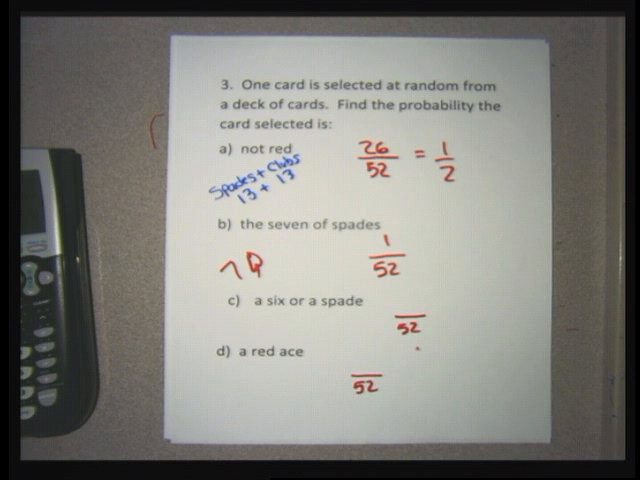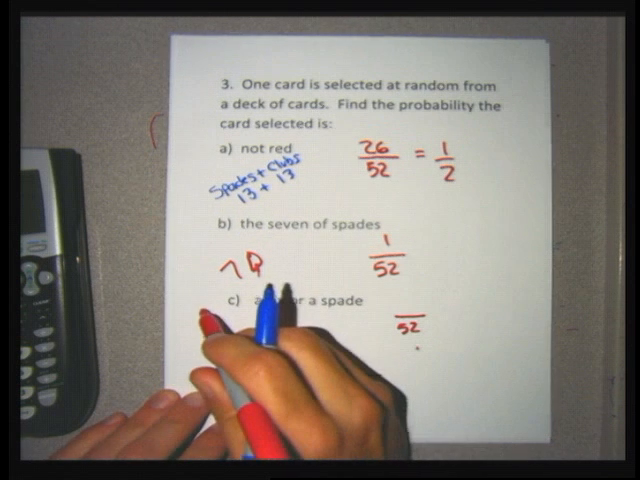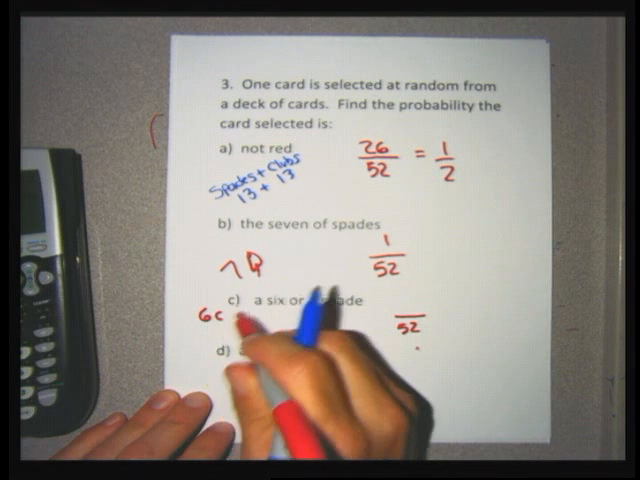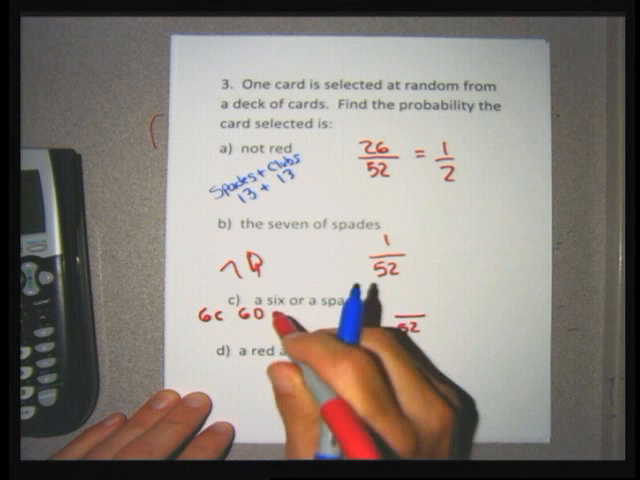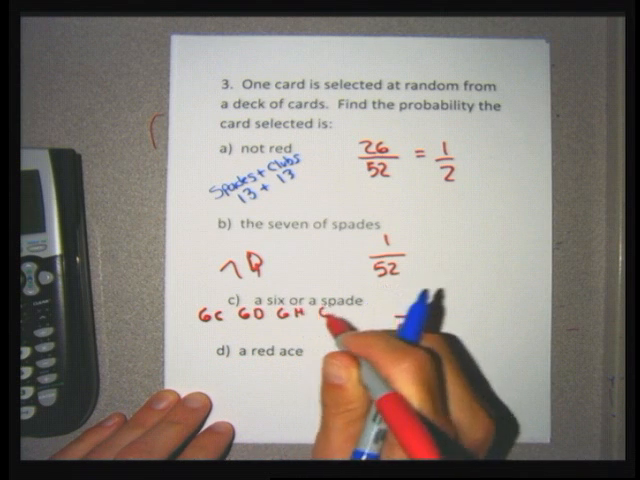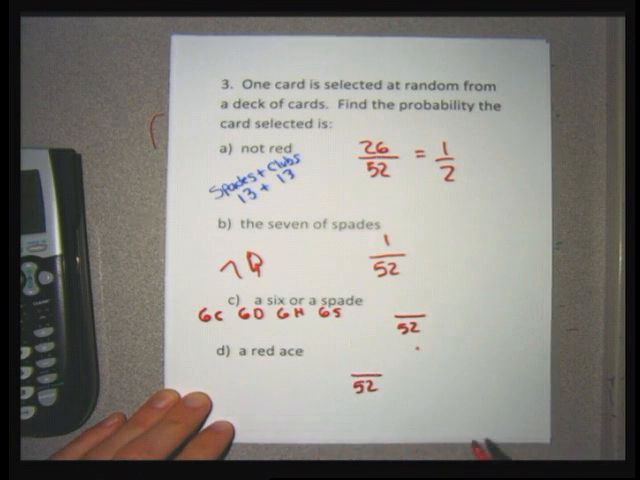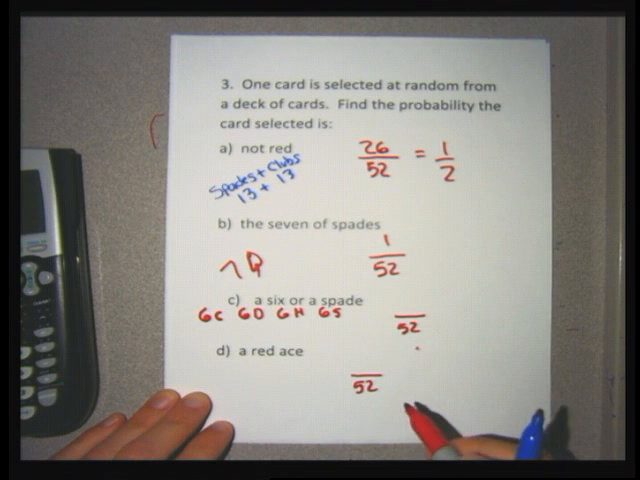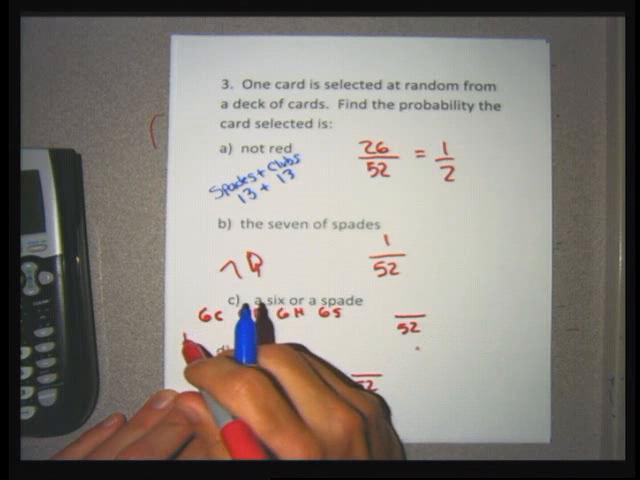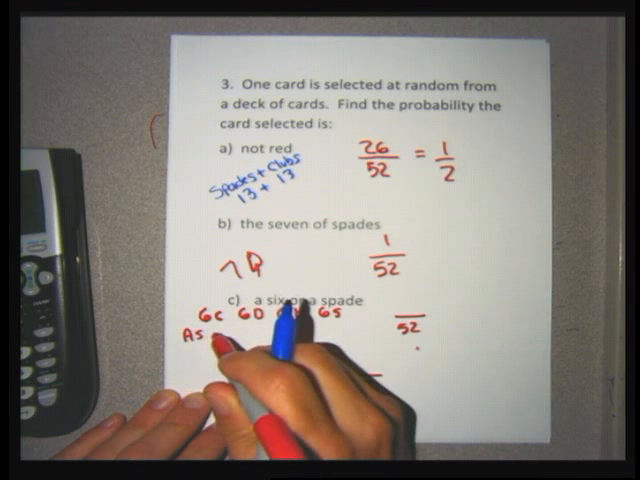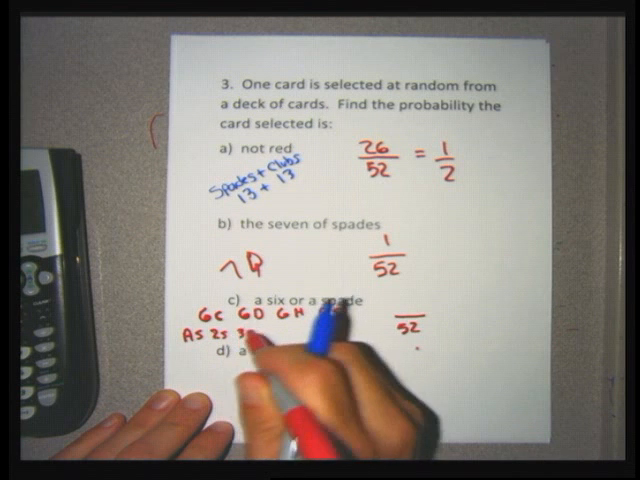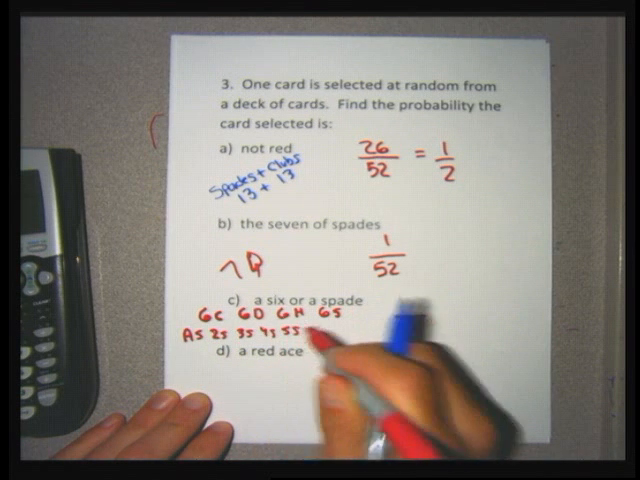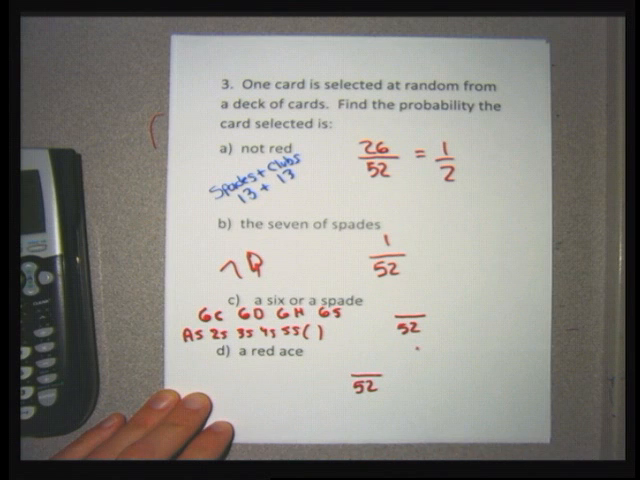If in C you write 17 for an answer, you're double counting the 6 of spades. So for the 6, there's a 6 of clubs, a 6 of diamonds, a 6 of hearts, and a 6 of spades. So there's 4 sixes that would be part of the cards that fit for my numerator. And then for the spades, there's an ace of spades, a 2 of spades, a 3 of spades, a 4 of spades, a 5 of spades. I can't count the 6 of spades twice, so because I counted it as a 6, I'm not going to count it again as a spade.